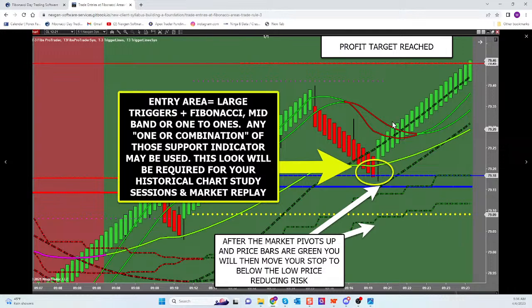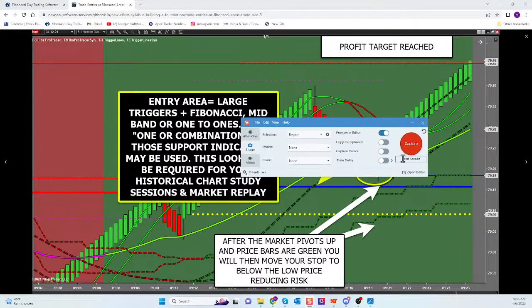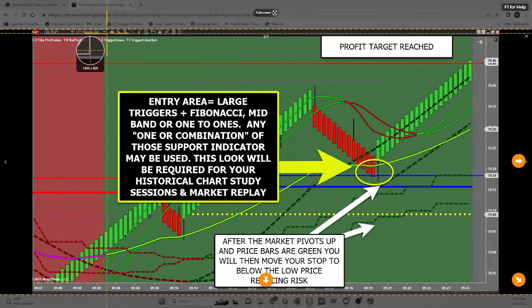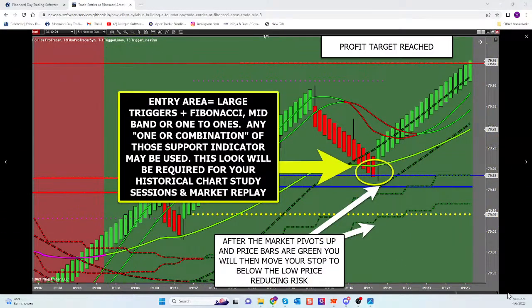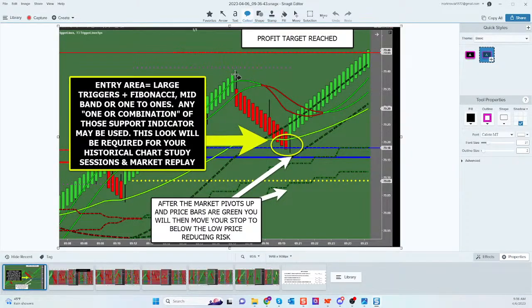And after the market pivots up, I can reduce my risk behind a reversal bar. Because I wait for that best of the best area, my risk is reduced, my profit potential is increased. I'm going to talk about a couple things on entries here, but does everybody feel pretty good about it? Wait for a reversal bar.